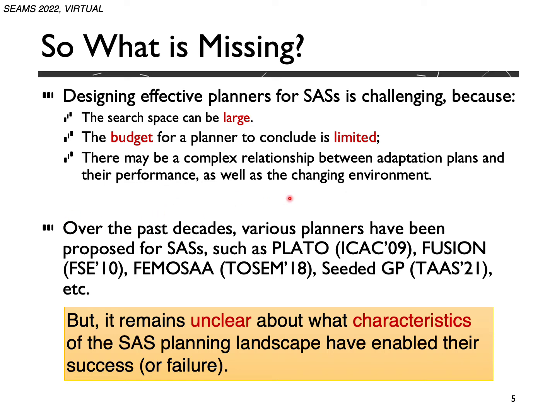Over the past decades, various planners have been proposed for SAS. For example, Plato, Fusions, Fimosas, and more recently the one with seeded genetic programming. But the key missing bit is that it remains unclear what characteristics of the SAS planning landscape have enabled their success or failure.